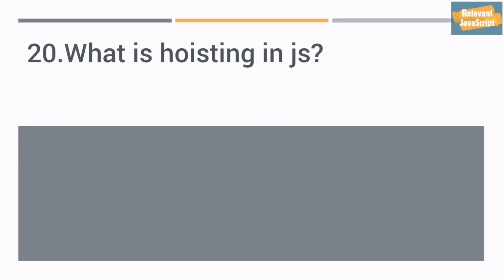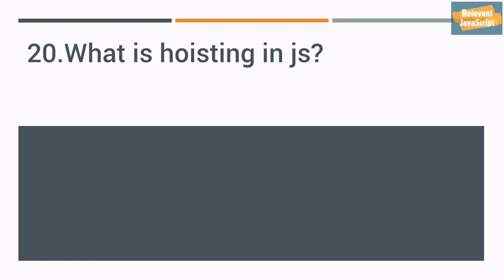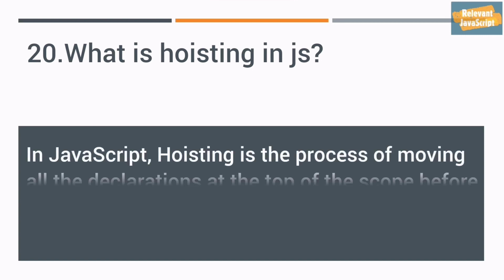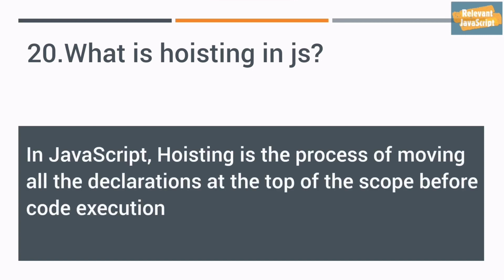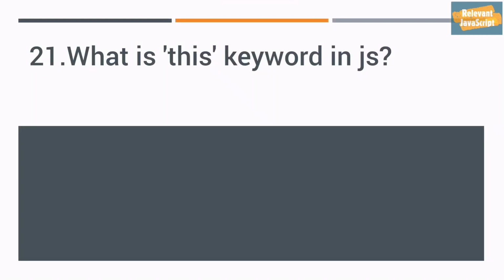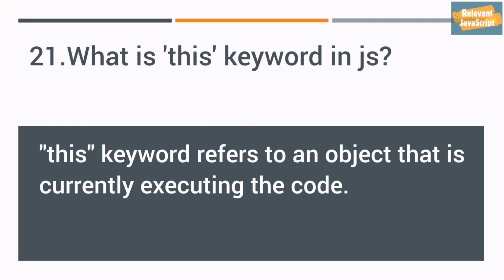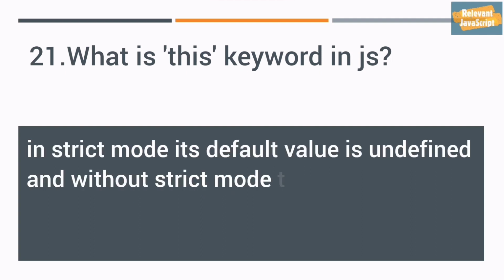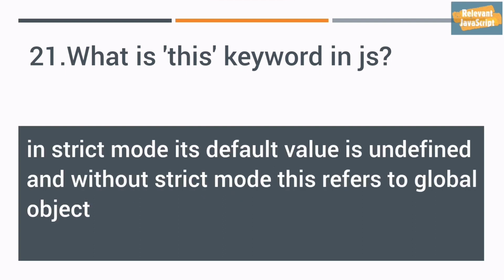20th question. What is hoisting in JS? In JavaScript, hoisting is the process of moving all the declarations to the top of the scope before code execution. Question number 21. What is the this keyword in JS? The this keyword refers to an object that is currently executing the code. In strict mode, its default value is undefined, and without strict mode, this refers to the global object.